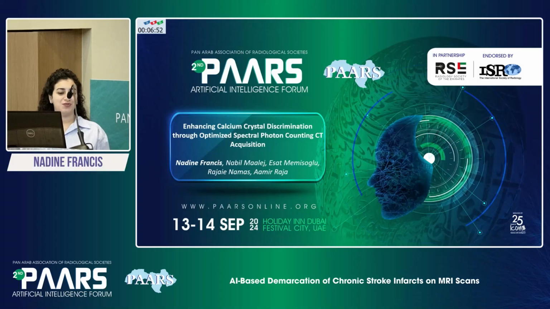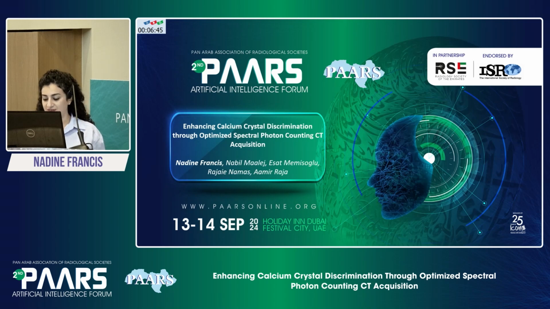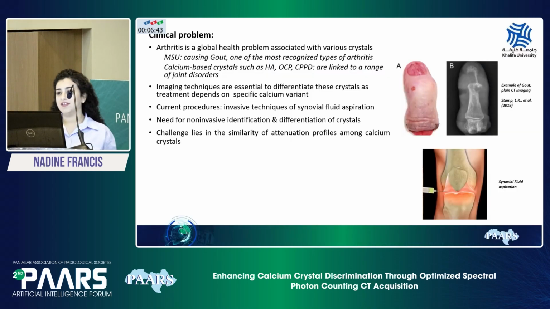Our research project is about enhancing calcium crystal discrimination through optimized spectral photon counting CT acquisition. As we know, arthritis is a global health problem associated with various crystals, such as monosodium urate, causing gout, as indicated in the figure, which is one of the most recognized types of arthritis.